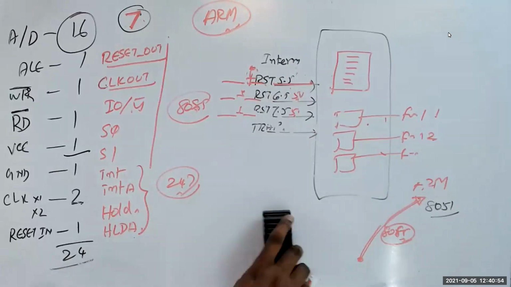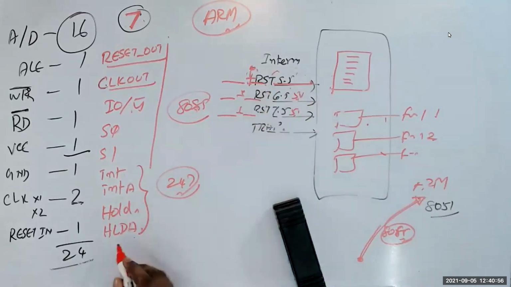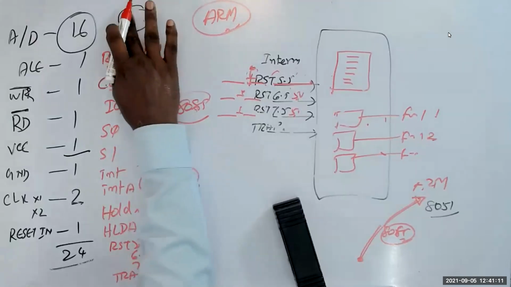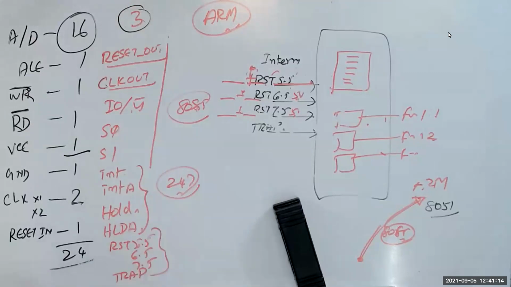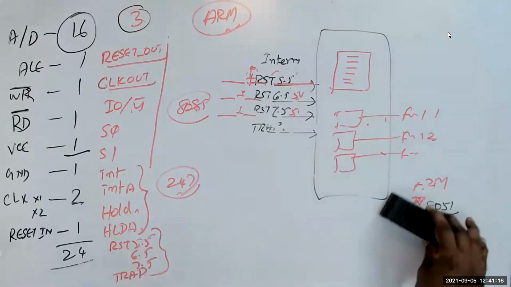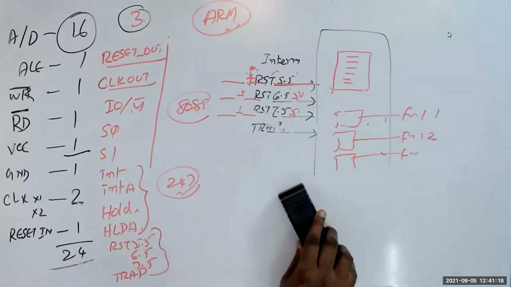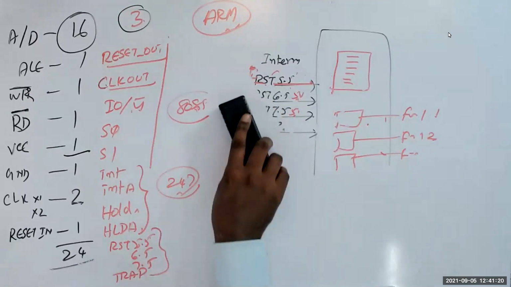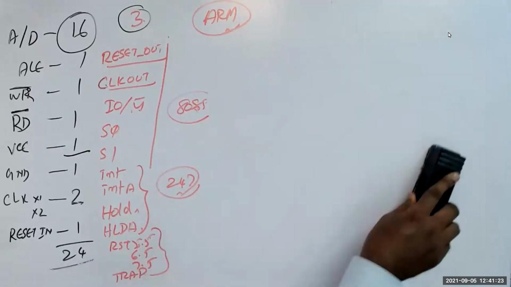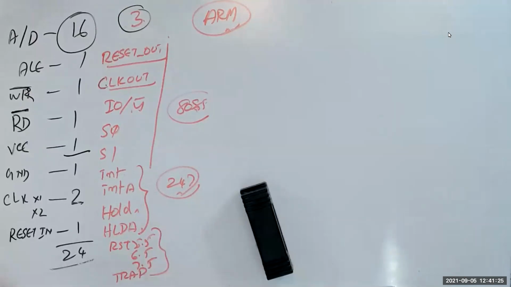So this is about 4: RST 5.5, 6.5, 7.5 and trap. So what is left out is only 3. Let me see that. I sometimes forget.